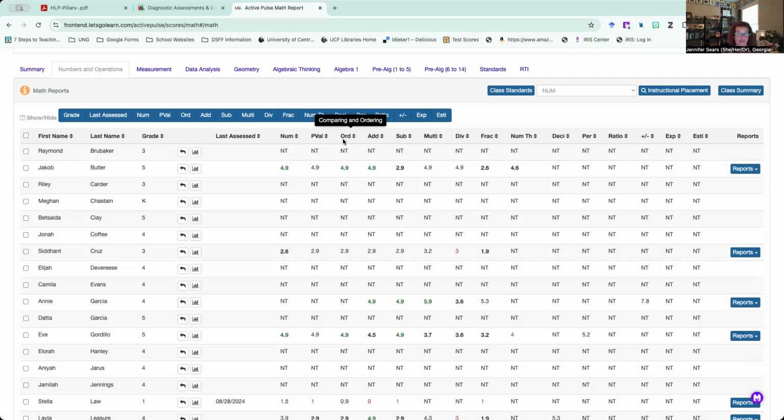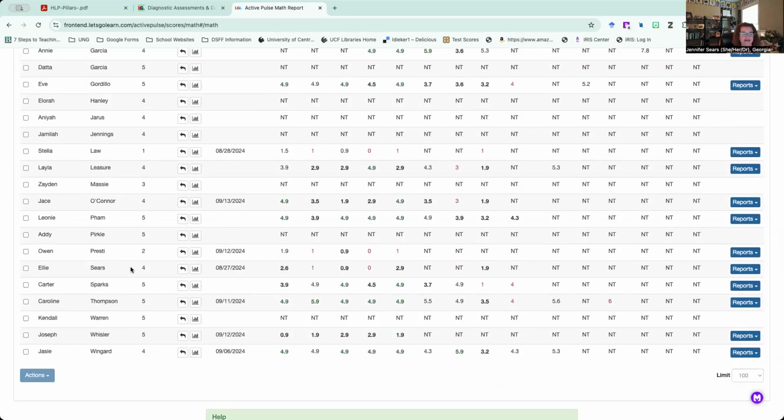So now that I know that, I want to think about math in general. Now, in order for a student to be able to do double-digit addition, what do they have to know first? They have to know place value. They have to know about numbers that are in the ones place and the tens place. So if I go and look at Ellie, and now I'm going to go down here to where it says reports, and I specifically want to look at the special ed report.